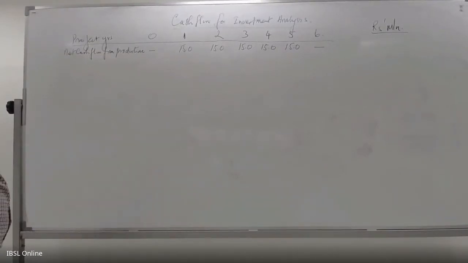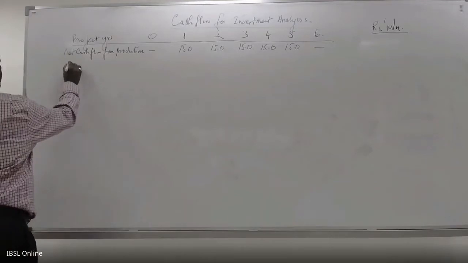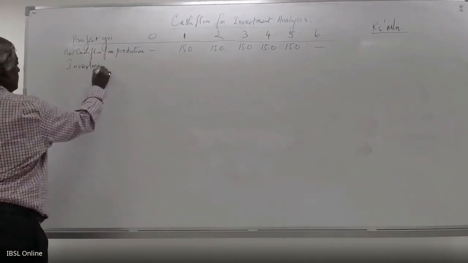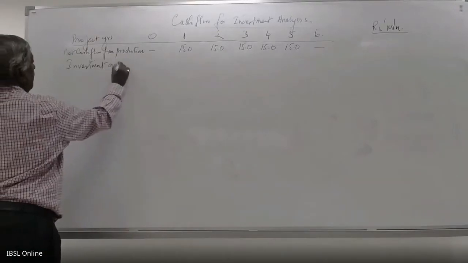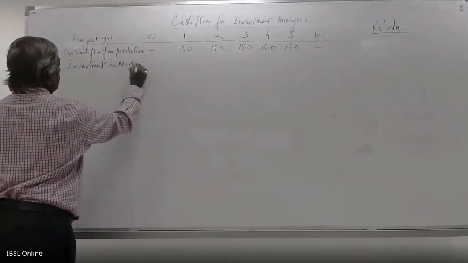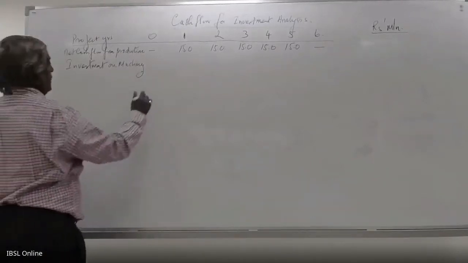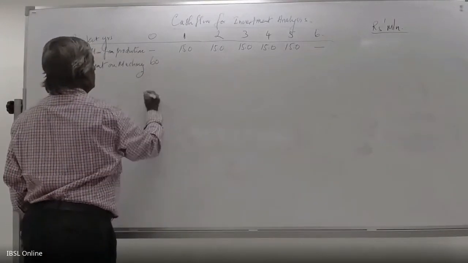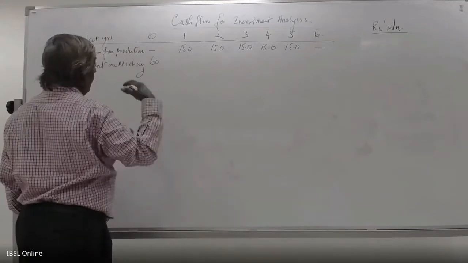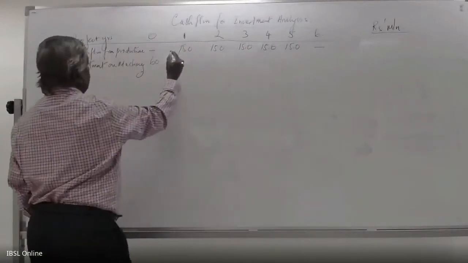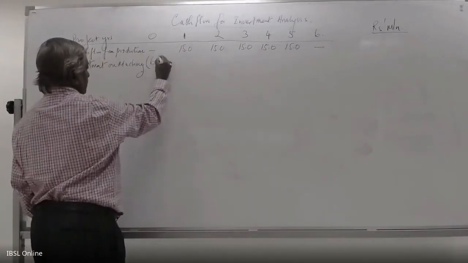Then the investment on machinery. Now they are investing 60 million. So this is a cash outflow, within brackets. The others are cash inflows.